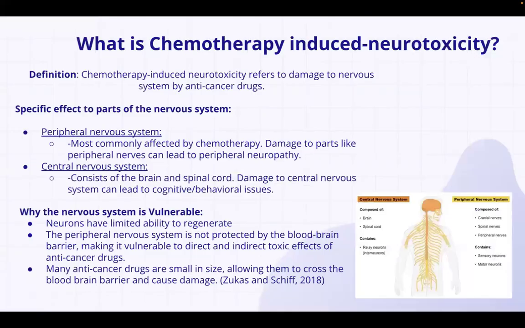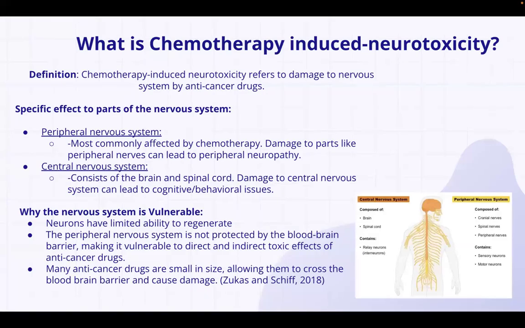All right, so getting into what exactly chemotherapy-induced neurotoxicity is, by definition, it refers to damage to the nervous system by anti-cancer drugs. As we can see in the image on the bottom right, the nervous system is divided into two parts. So the central nervous system, composed of the brain and spinal cord, and then the peripheral nervous system, which is everything other than the brain and spinal cord. And chemotherapy can affect both of these systems separately and in different ways.